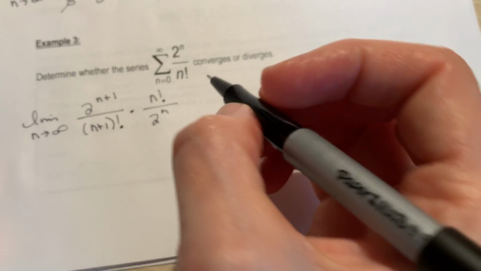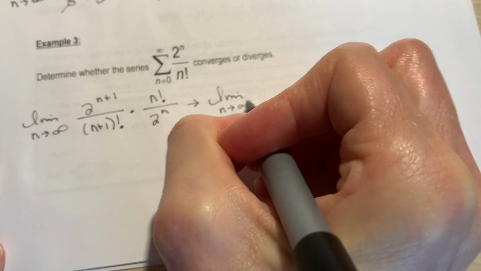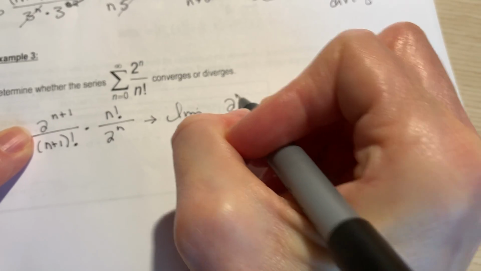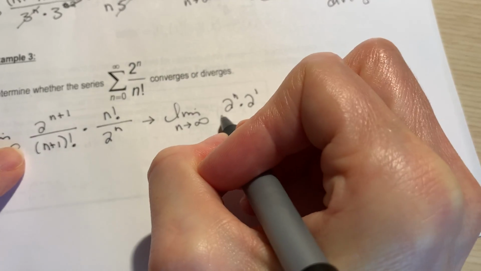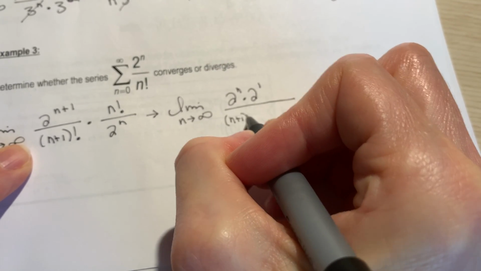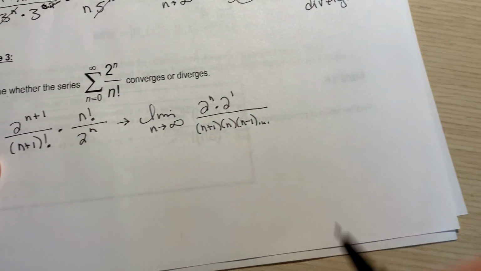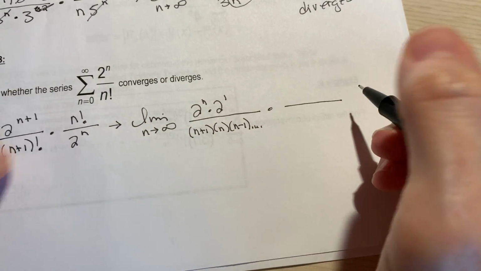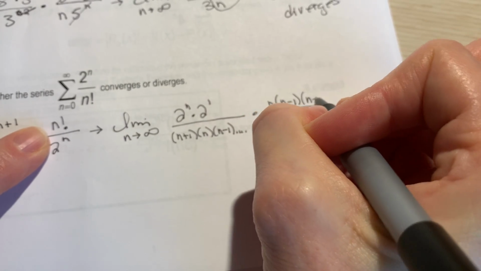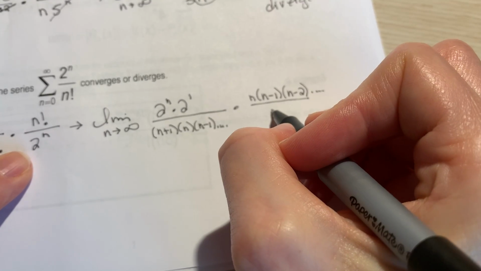So first thing I'm going to do is do some rewriting here. Limit as n approaches infinity. So I'm going to write 2 to the n plus 1 as 2 to the n times 2 to the 1. Make this big. And then n plus 1 factorial, I'm going to write that as n plus 1 times n times n minus 1 dot dot dot. Okay, my second fraction, n factorial, I'm going to write as n times n minus 1 times n minus 2 dot dot dot. 2 to the n is just going to stay 2 to the n.